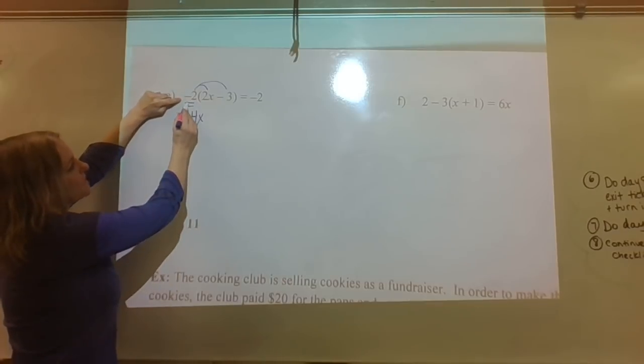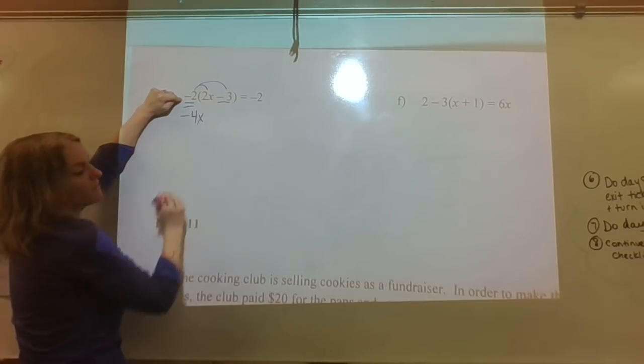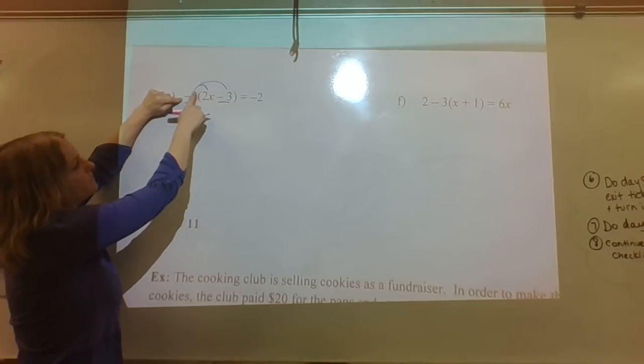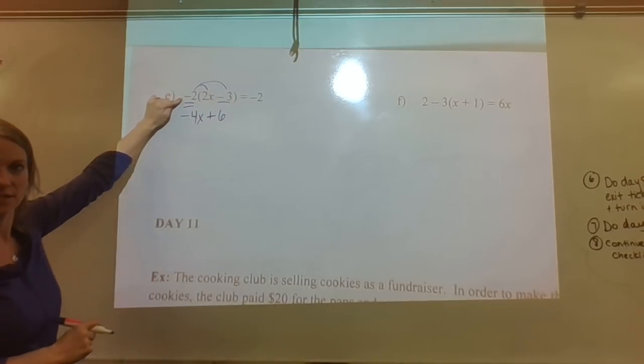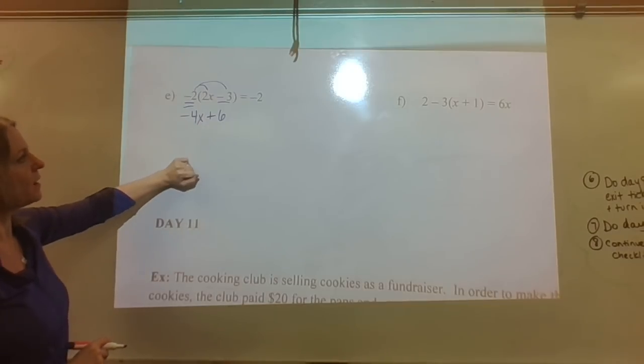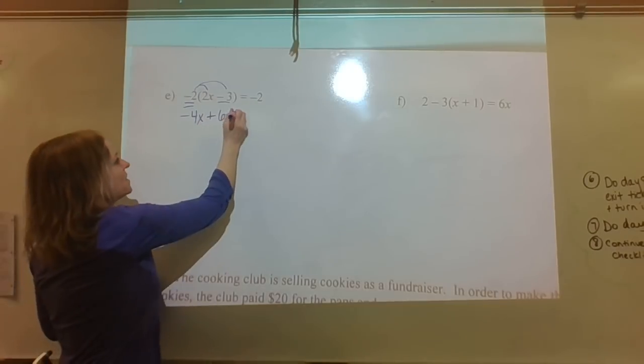Now over here, be careful. It's a negative 2 times what we think of as a negative 3. Negative 2 times negative 3 would make a positive 6. So I can write that as plus 6. That's the simplest way to write that out. Okay, and then equals then negative 2.